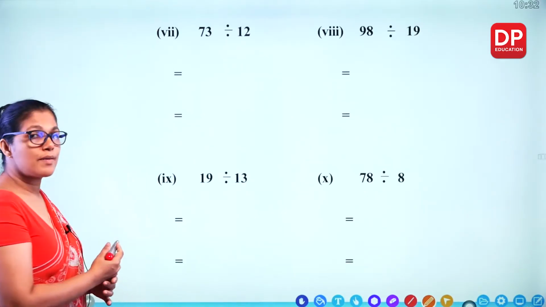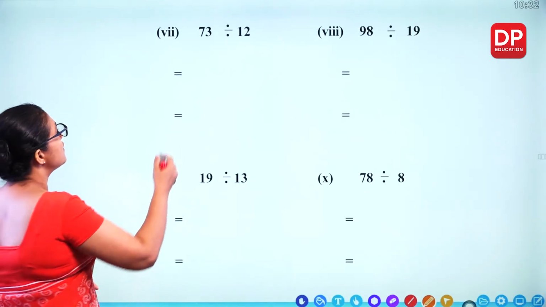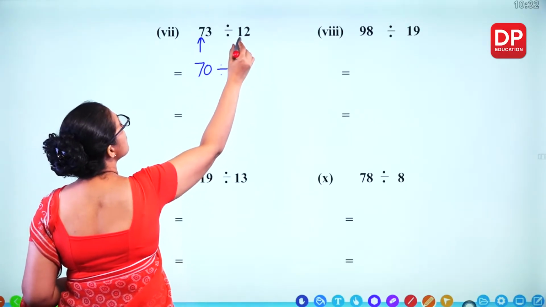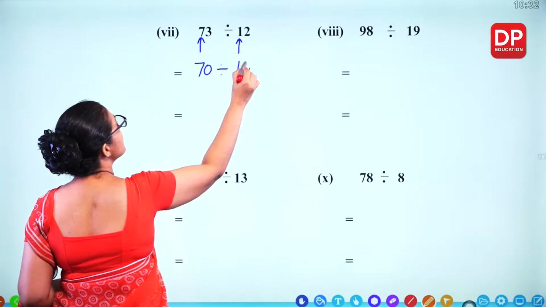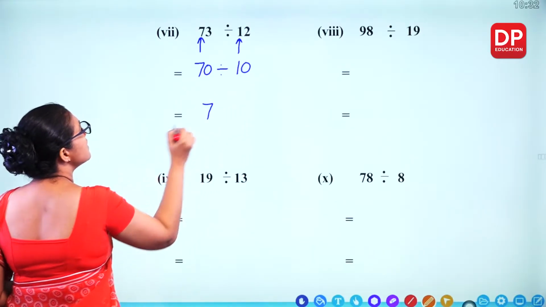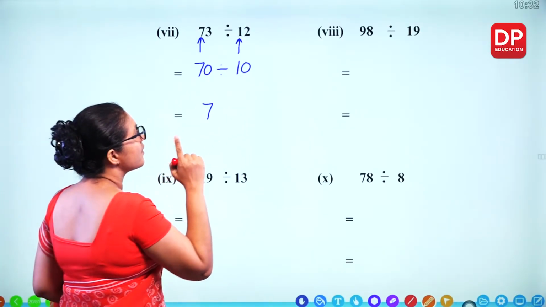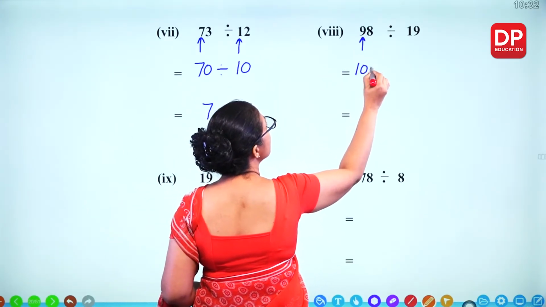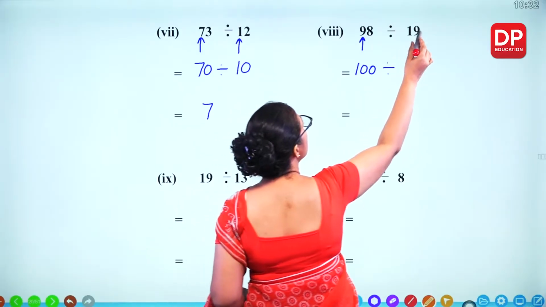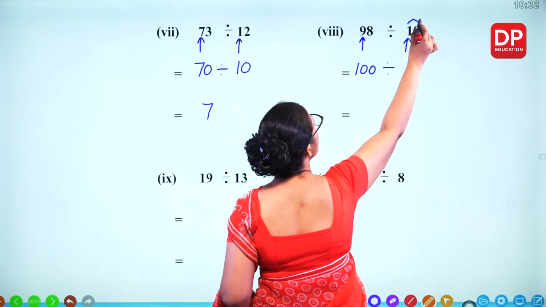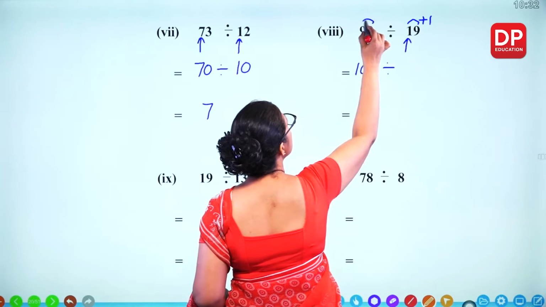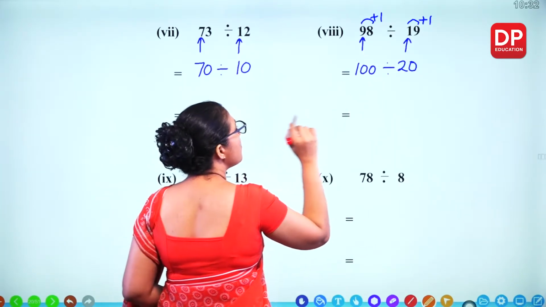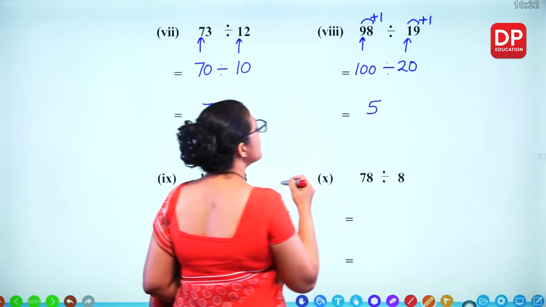All these are estimated values. 73, you can round it to 70. 12, you can round it to 10. 70 divided by 10, answer is 7. 98, when you round it, you get 100. 19, when you round it, you need to add 1. So that's 20. 100 divided by 20, that's 5.